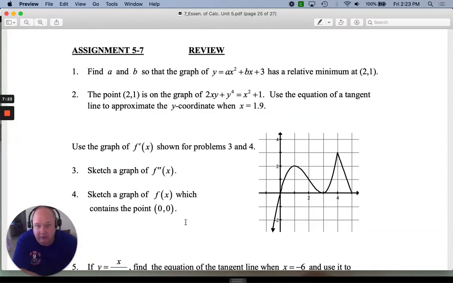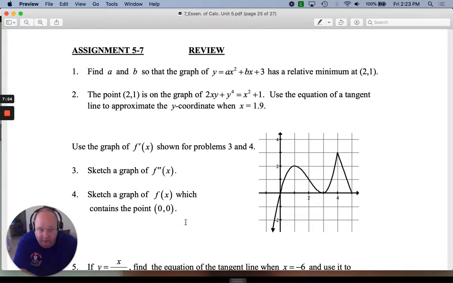So in number 3, use the graph of the derivative you see to sketch a graph of the second derivative. What a great review question. So the first thing I'm going to do is draw a number line. I know the left end goes forever, but the right end seems to end at 5. If I'm looking at the first derivative, what are the x-intercepts? So that's at 0. Where else is it? At 3.